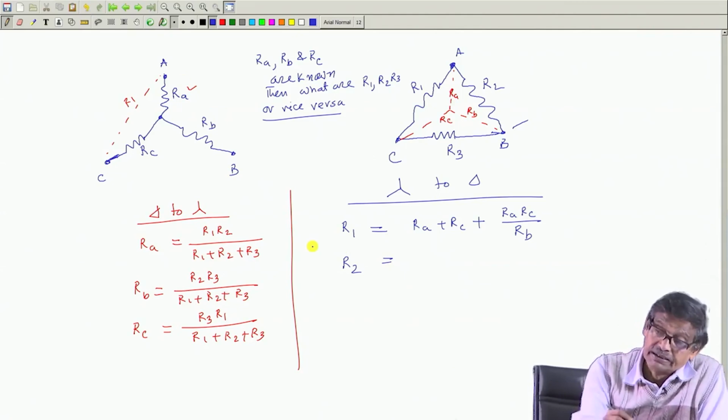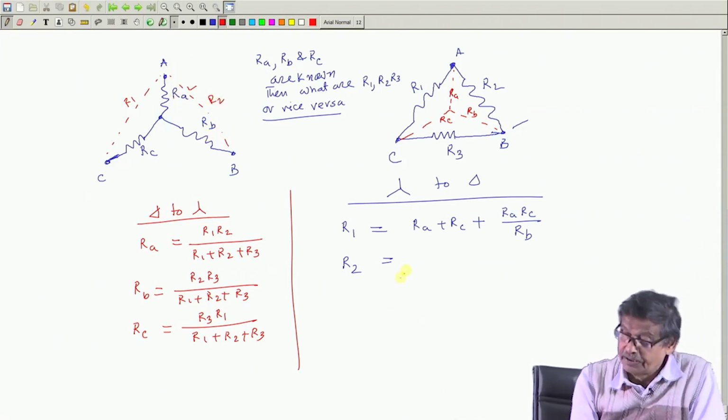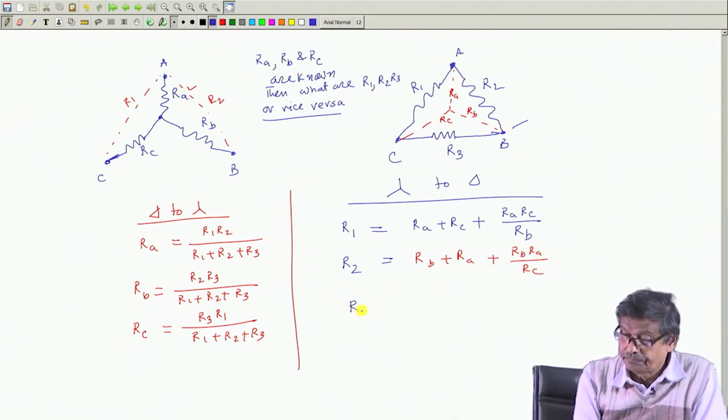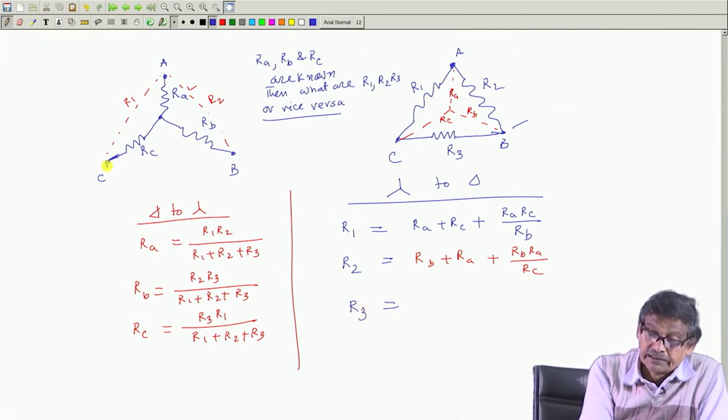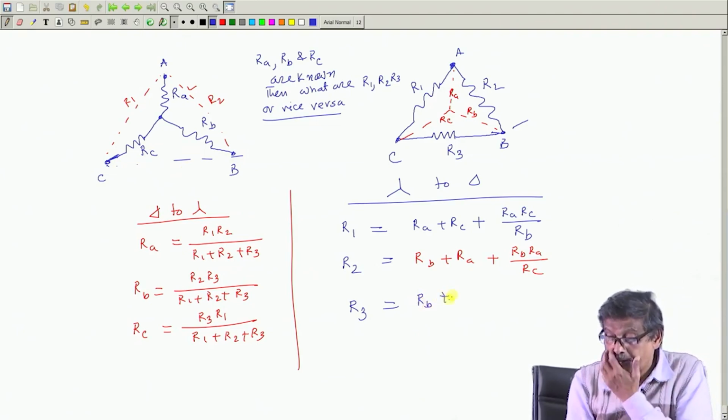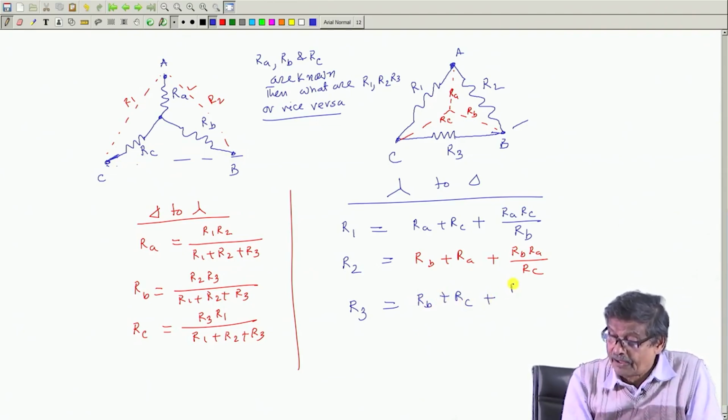R 2, that is this resistance, how much will it be? R A plus R B, the sum of the adjacent resistances, plus R B R A divided by R C. And finally R 3, R 3 is this one. So, it will be R B plus R C, plus R B R C by R A.